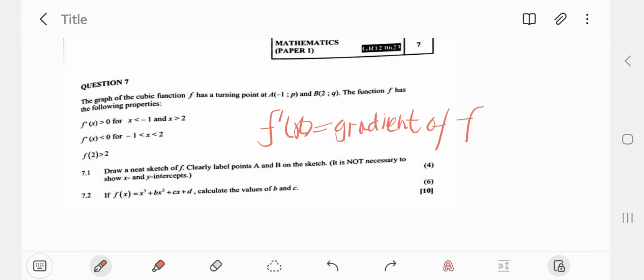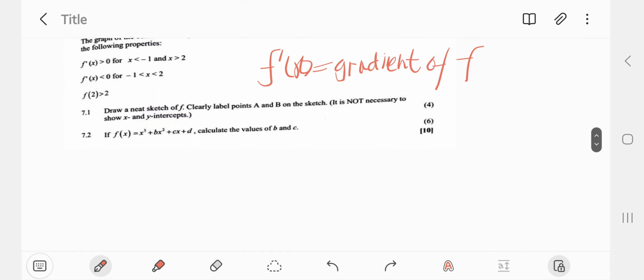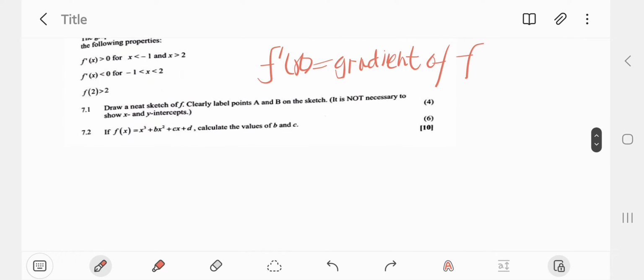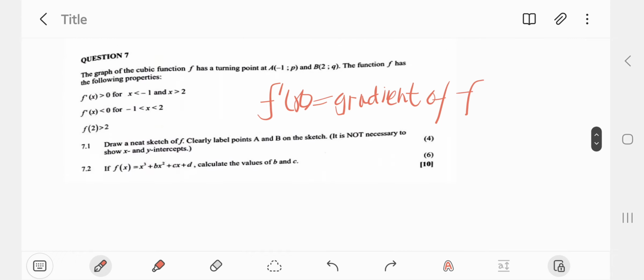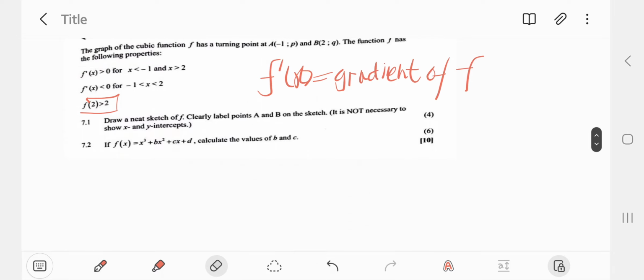And then they tell us that f prime of x is less than 0, which means the gradient is negative in between -1 and 2. So this is what they tell us. I just want to visualize this. And the last point is that they tell us that f of 2 is greater than 2, which means that where x is 2 on this cubic function, its y value is greater than 2.